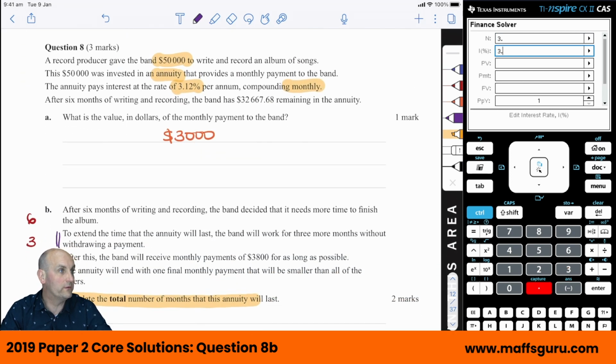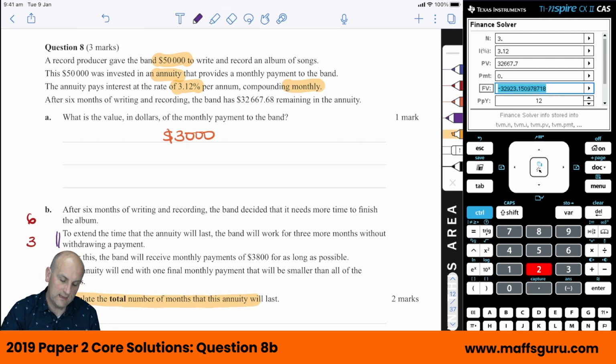So we've got 3.11%. The principal value was 32667.68, wasn't it? Yep. Payment 0. Future value is what we're trying to find. Payments per year 12. Compound periods 12. All right, so let's see what the future value of that's going to be.